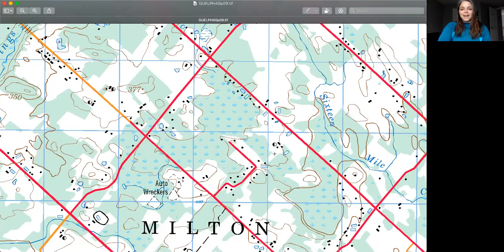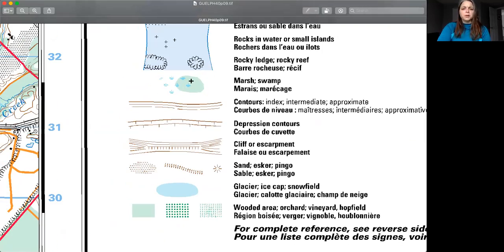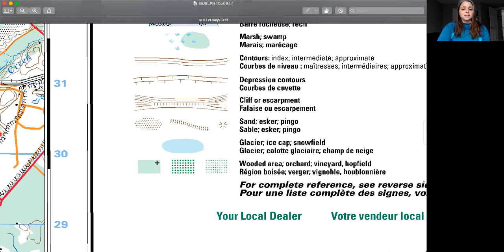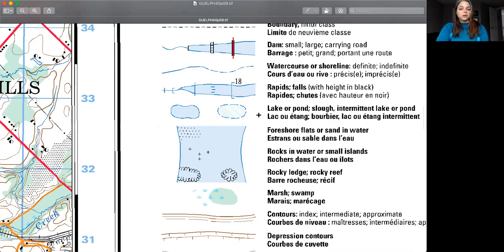you can see that it's not just green. We've got green with some of these funky symbols on it. And those symbols, we go over to our legend here, represent marsh or swamp, depending on the color combination. Since we're zoomed in here, whether it's straight up green, it maybe means it's a wooded area. There's this pattern, it could be an orchard, vineyard, or hop field. We also have some examples of our contour lines, and again, lake or pond or intermittent pond patterns.